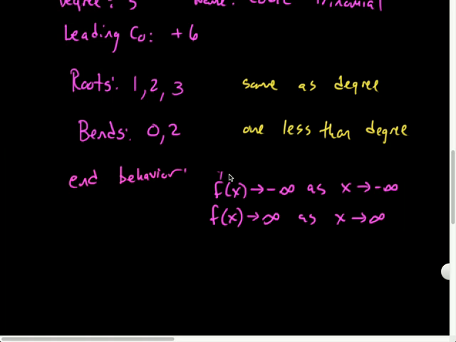Right there. Because it's an odd degree and positive leading coefficient, it's going to be like a y equals x graph, where it's negative when x is negative, and it's positive when x is positive, right, is the idea.